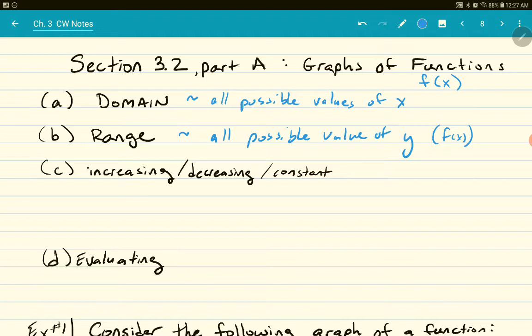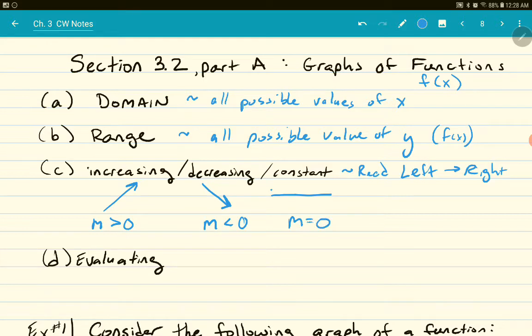And then the increasing, decreasing, and constant. To determine which intervals are increasing, decreasing, and constant, we think about the slope. So we always read the graph from left to right, just like when we read English. The function is increasing when the slope is positive, or when it's going uphill, so when m is greater than 0. And the function is said to be decreasing on the interval where the slope is less than 0, or negative. And constant is when that slope is equal to 0, like a flat sidewalk.